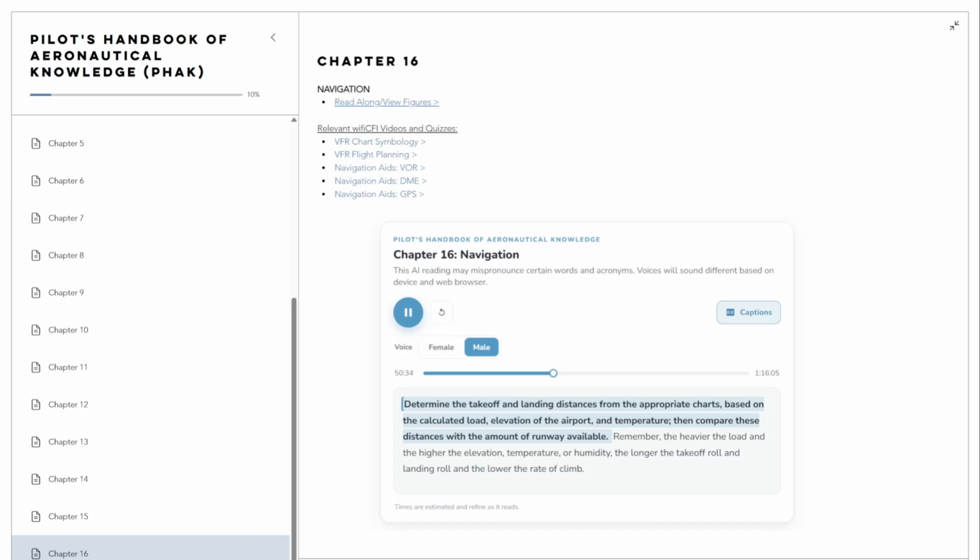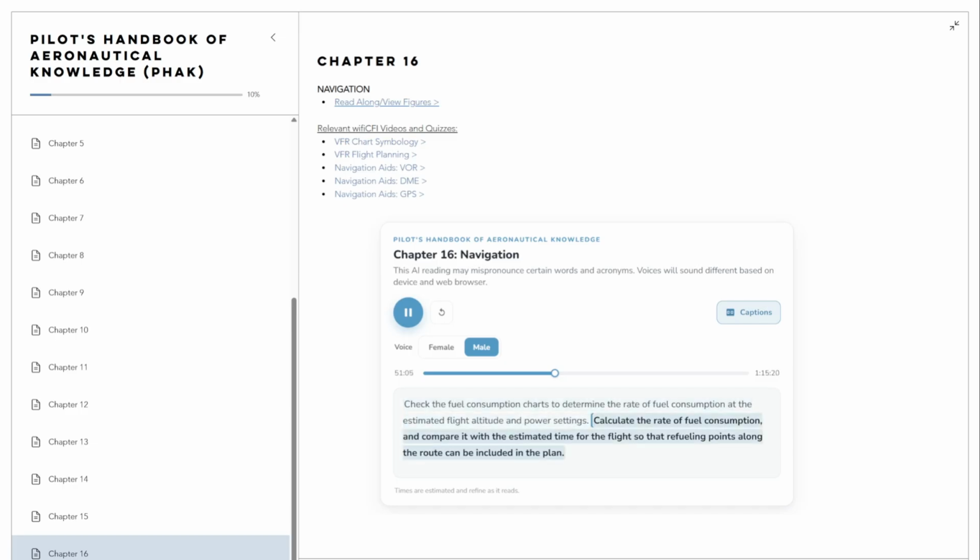Determine the takeoff and landing distances from the appropriate charts, based on the calculated load, elevation of the airport, and temperature, then compare these distances with the amount of runway available. Remember, the heavier the load and the higher the elevation, temperature, or humidity, the longer the takeoff roll and landing roll and the lower the rate of climb. Check the fuel consumption charts to determine the rate of fuel consumption at the estimated flight altitude and power settings. Calculate the rate of fuel consumption and compare it with the estimated time for the flight so that refueling points along the route can be included in the plan.